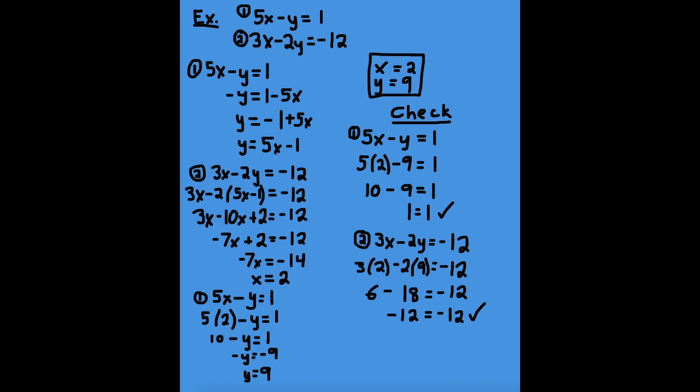Let's try another example. Let's say we have the problem y equals 2x minus 9 and 8x minus 4y equals 6. I will label this equation 1 and this equation 2. How will we solve this problem by substitution? The first step is to isolate one of the variables. If we look at equation 1, which is y equals 2x minus 9, the variable y is already isolated, so we do not need to do any additional work.